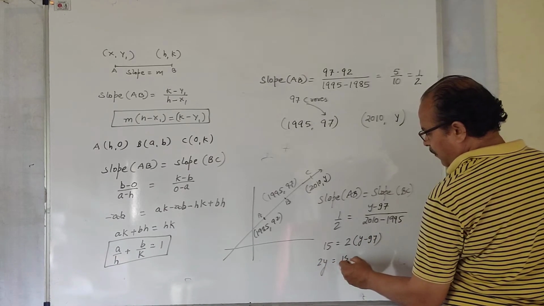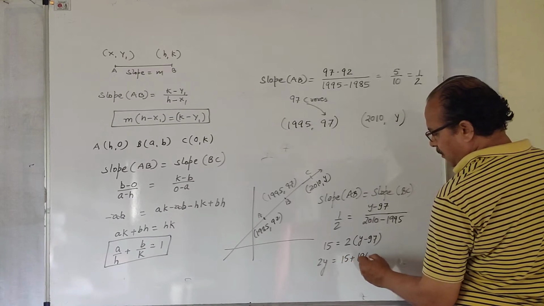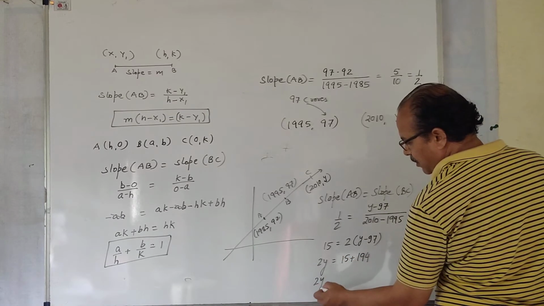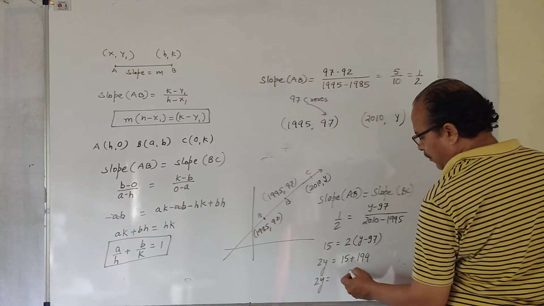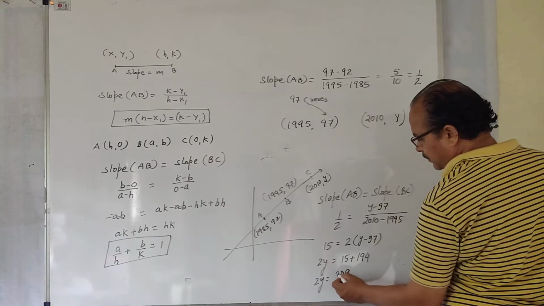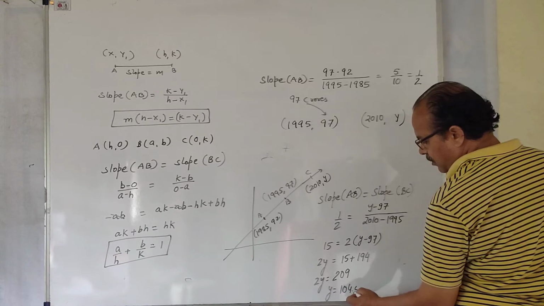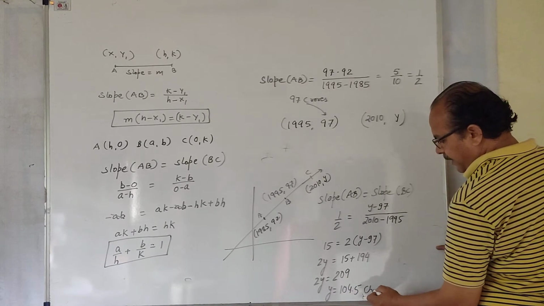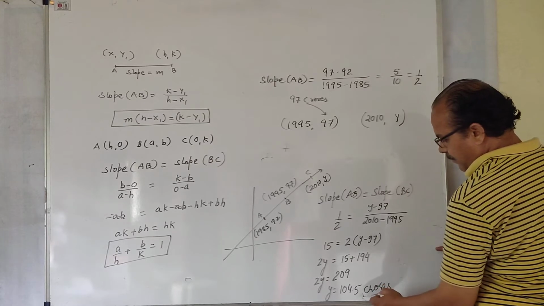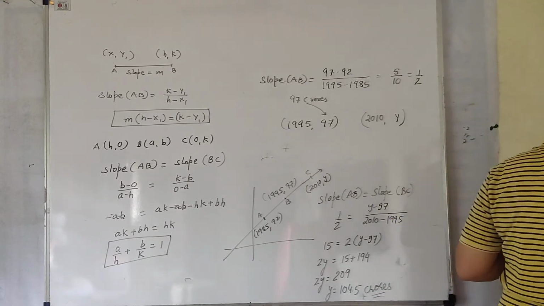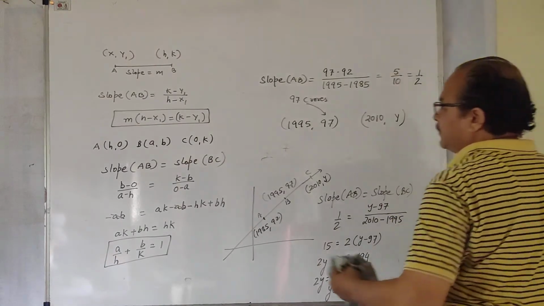2y will be equal to 15 plus 194. So y will be 104.5 crores.